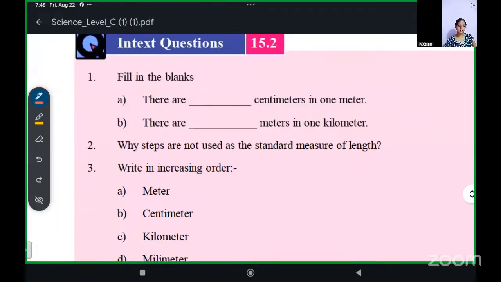There are dash centimeters in 1 meter. How many centimeters are there in 1 meter, Emma?